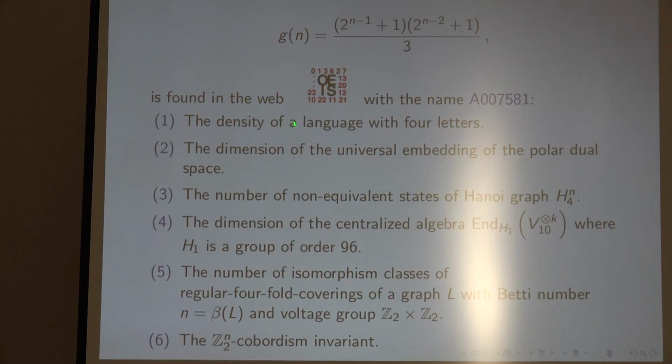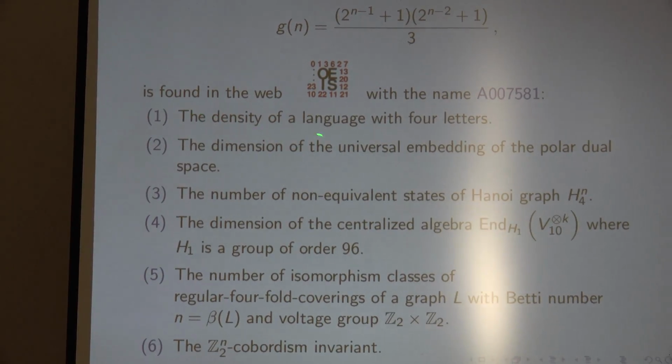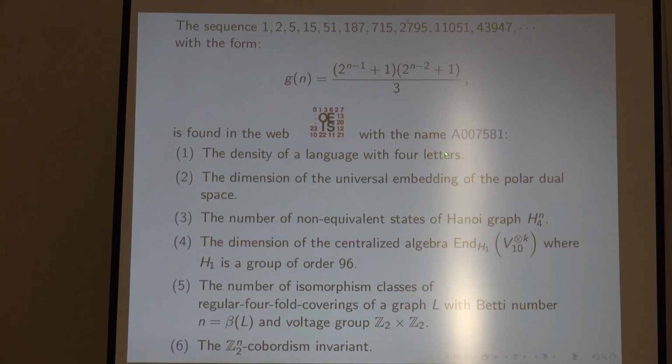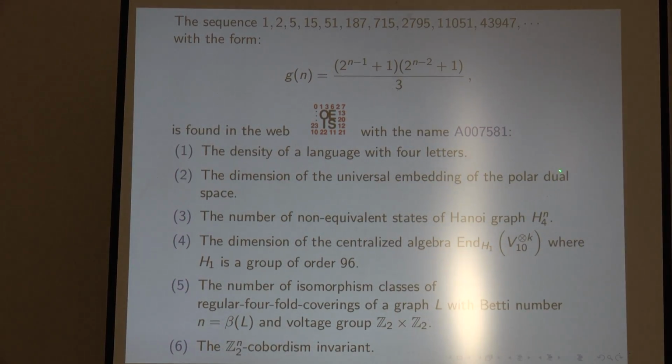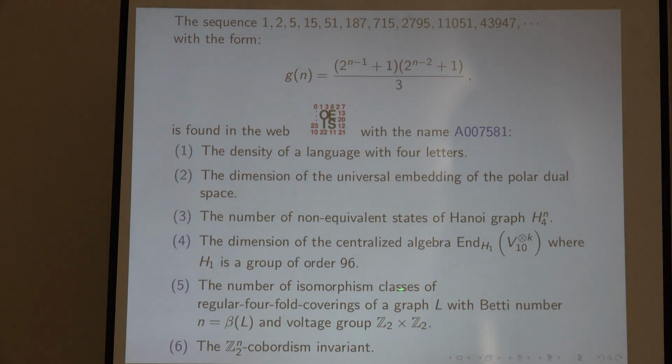But this also has the following interpretations: it is the density of a language with 4 letters, the dimension of the universal embedding of the polar dual space, the number of non-equivalent states of a Hanoi graph, the dimension of the centralizing algebra where H1 is a group of order 96, the number of isomorphism classes of regular 4-fold coverings of a graph L with Betti number BL and voltage group Z2 cross Z2.